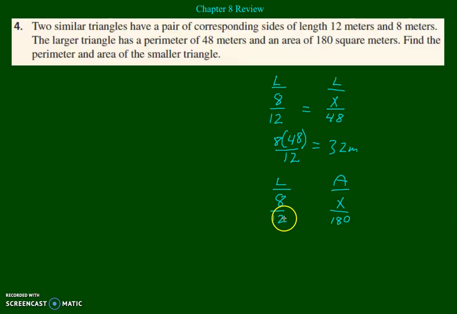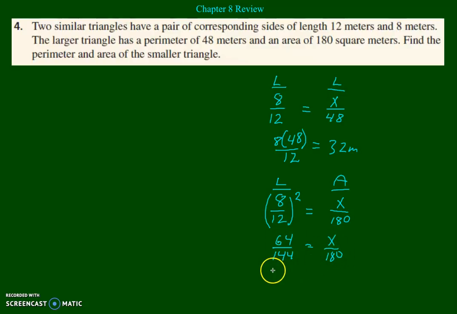Now, since we're dealing with linear to area ratios, you have to use the basic conversion. The ratio of the areas is always the square of the ratio of the linear measures. So before we could put the equal sign in here, we had to square the ratio of those linear measures. Now, working this out, this is 64 over 144 equals x over 180.